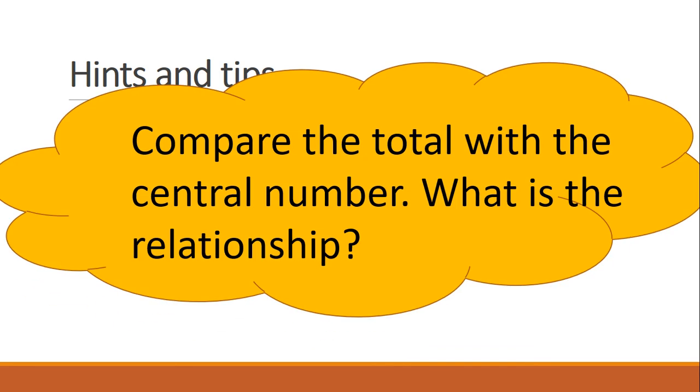I would like you to compare the total with the central number. So what's the relationship? What's the pattern? Is there anything that you can spot?